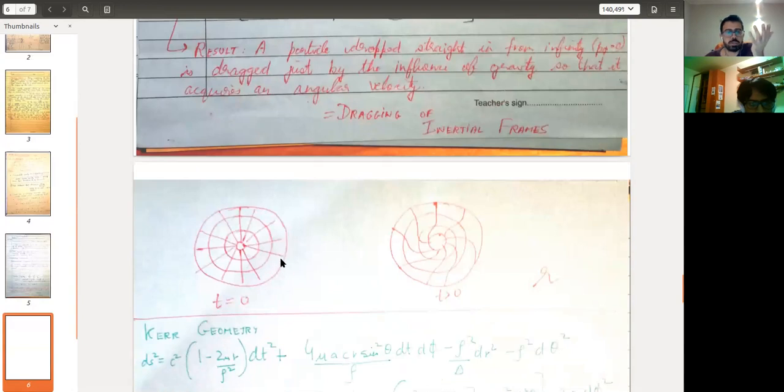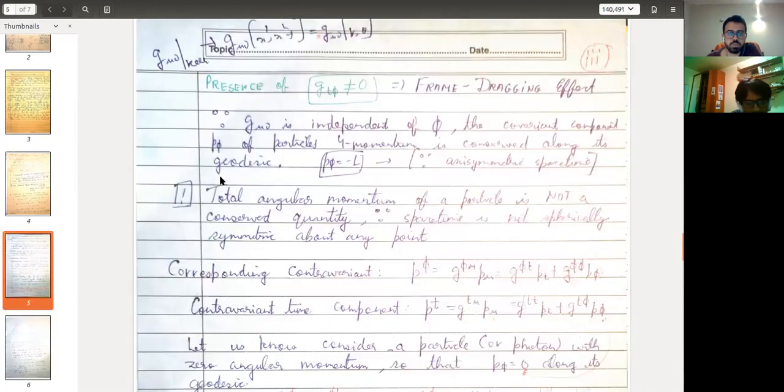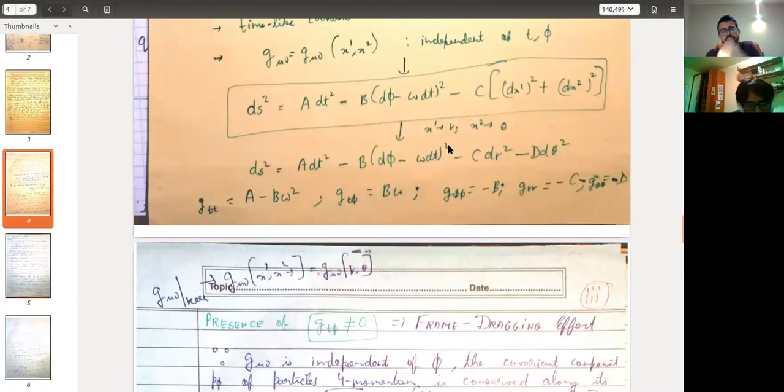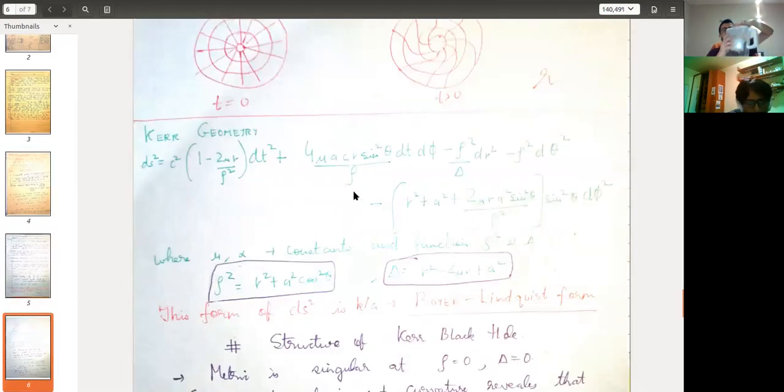So this is generally what is happening: at t equals 0, you will have a space-time like this. But as t increases and when you fall into a black hole, your space-time grid changes. So you can see that there is some form of rotation happening, and this is unavoidable, because it is built into the solution. And now what you do is you plug this metric into the Einstein field equations and try to get the form of the metric, and the metric you get is this, which is the Kerr geometry.